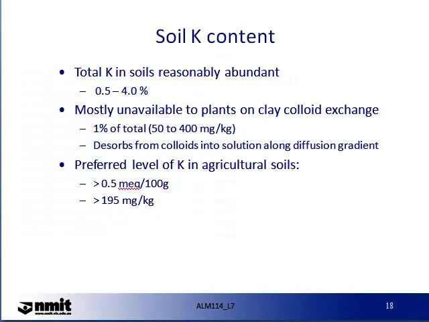The total potassium in the soils is reasonably abundant and it ranges from 0.5 to 4%. Unfortunately, it's mostly unavailable to plants on the clay-colloid exchange mechanism. 1% of the total, that's 50 to 100 mg per kilogram, is available. It desorbs from the colloids into solution along a diffusion gradient. The preferred level of potassium in agricultural soils is 0.5 milliequivalents per 100 gram, or 195 mg per kilogram.